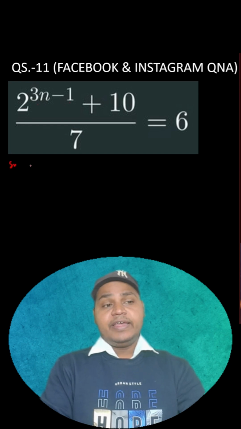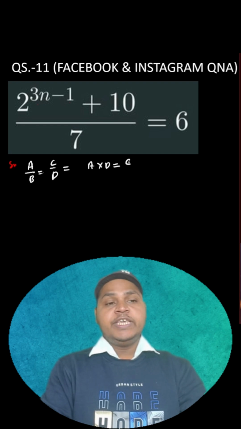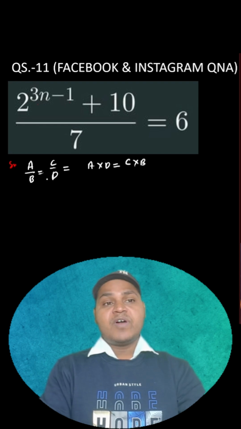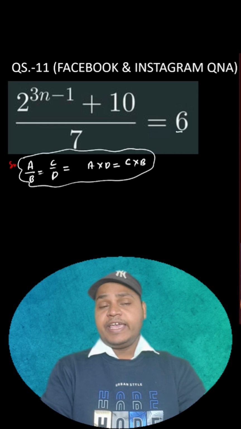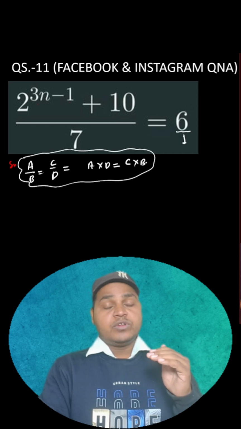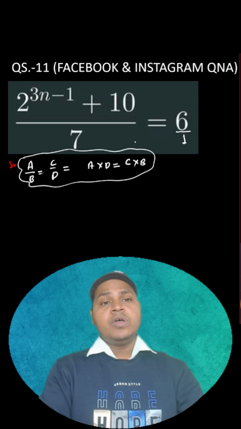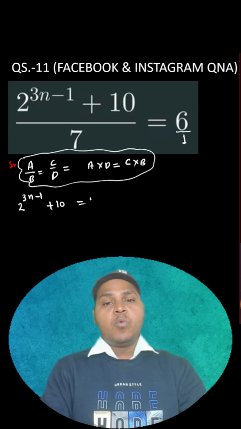We know that if any term is written in the form a/b = c/d, then we cross multiply, that means a multiplied by d is equal to c multiplied by b. This is the simplified form and we use this concept here. Here we don't see any term below, so we write 1, because 1 is the hidden term below any number. So multiplying 1 by this, we get 2 to the power 3n minus 1 plus 10 equal to 7 multiplied by 6, which equals 42.